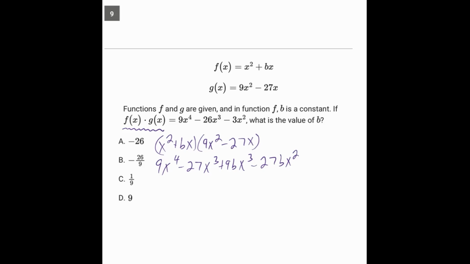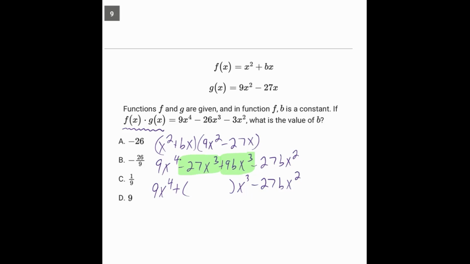So the next thing we're going to want to do here is kind of realize that these two terms both have x to the third in them. And to organize this a little better, we're going to want to factor that out. So we've got 9x to the fourth plus something that we'll talk about in a little bit that has x to the third attached to it, minus 27bx squared.